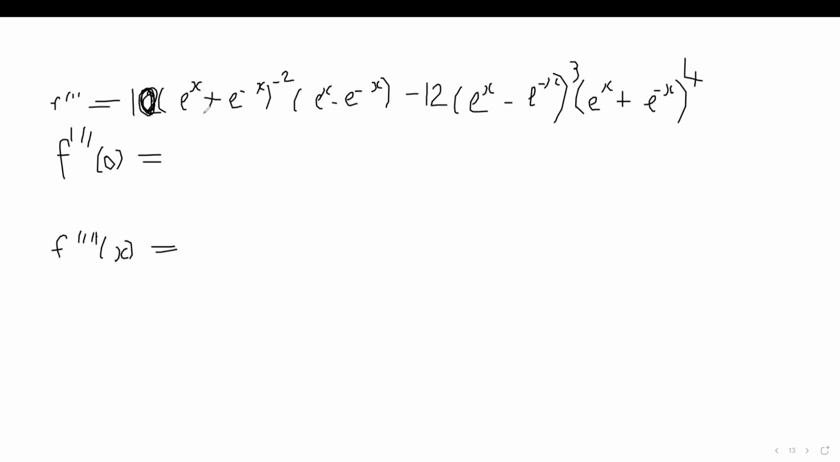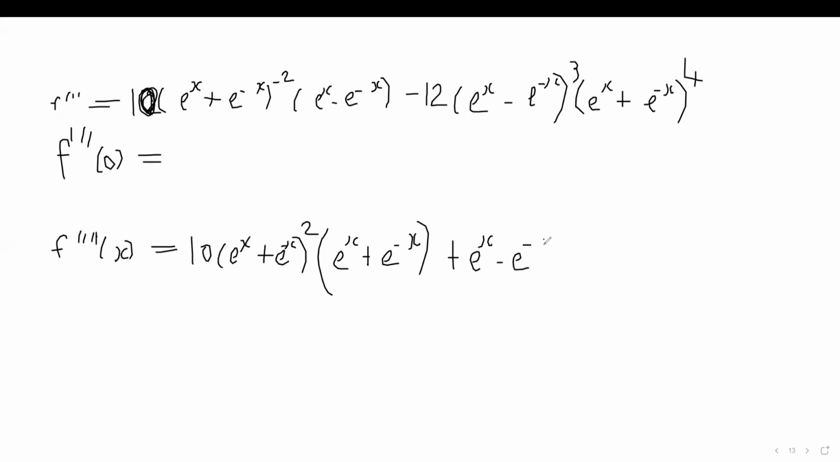keep on differentiating this now. We keep the first, 10 times e to the x, e to the minus x squared. Keep the first. We then differentiate the second, which is going to give us e to the x plus e to the minus x as the derivative of the second, plus keep the second now. Keep the second, which is e to the x minus e to the minus x times the derivative of the first.